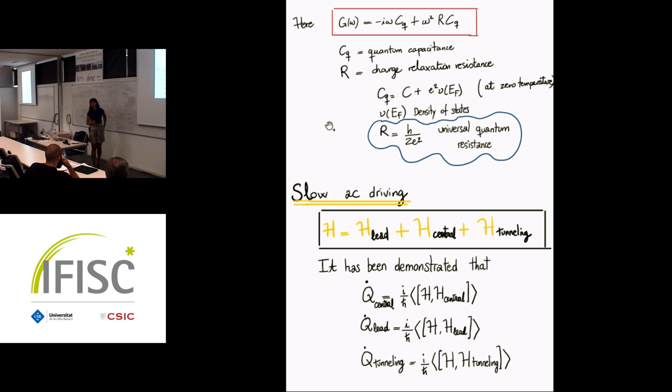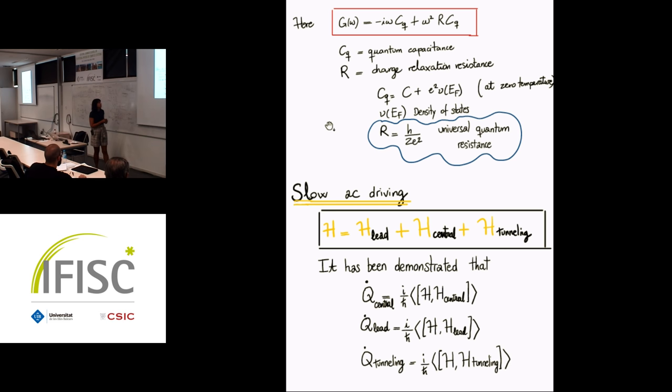But this is only when the temperature is sufficiently low. Indeed, this result is only achieved at zero temperature. Okay, so for the moment, we have just introduced the heat and electrical transport in the stationary regime. Then we have seen that you can just focus on the linear response regime for the stationary case and also for the AC case, which is this one, in which you can have a very nice result in the sense that the electrical transport is described by this universal charge relaxation resistance.